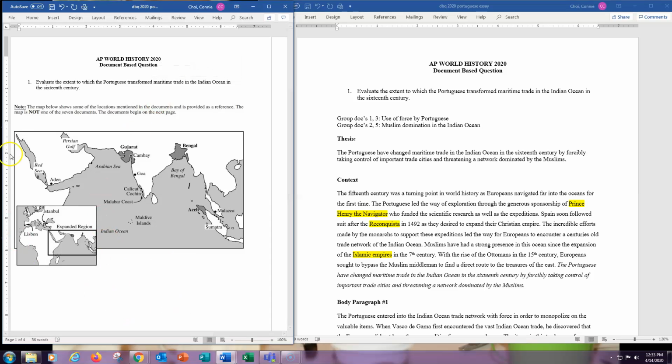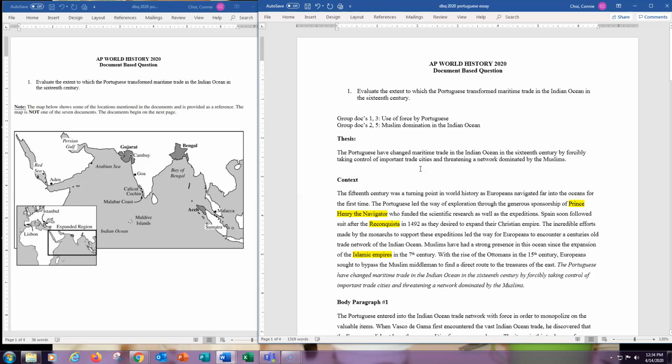The DBQ begins by showing you this image of a map. Now, it says here that this is not one of the 7 documents. This is because I took this from last year's DBQ, but it could certainly have something like this on your DBQ where they give you a map or something to give you some historical background. This map is great because it has some of the major trade cities within the Indian Ocean that the documents will be indicating. So it gives you a visual, which is nice, but this is not to be included in your essay.